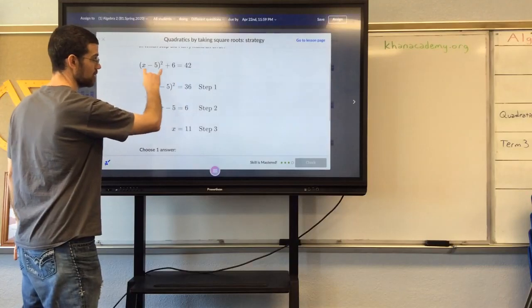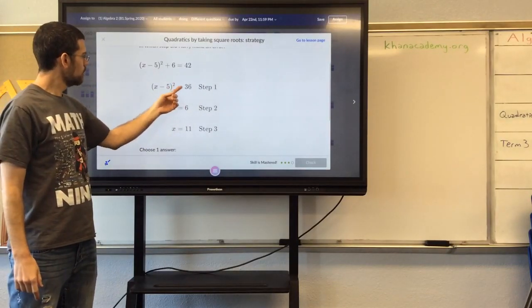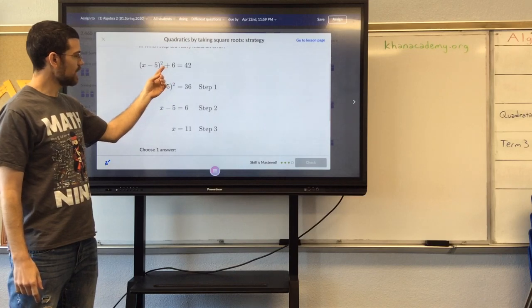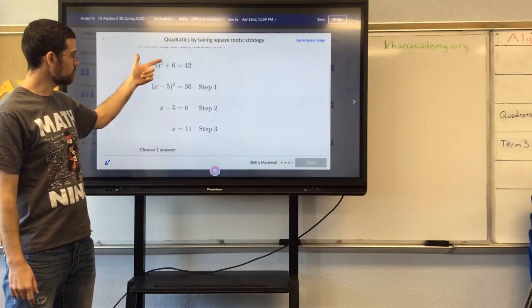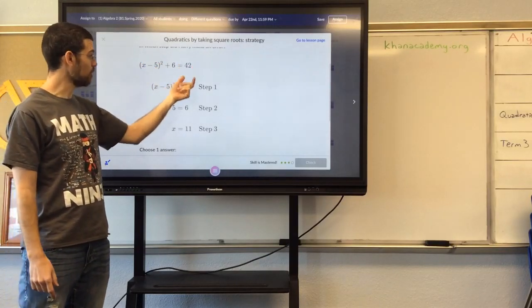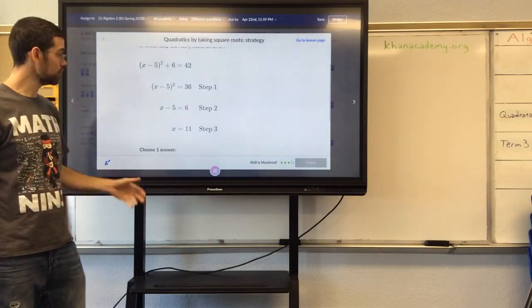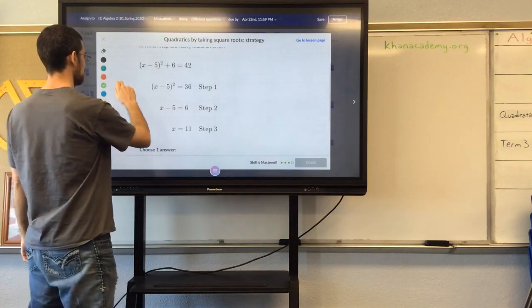We started with this. This is the given equation. Looks like the 6 was taken away from the left side, so that's subtracting 6. So if you subtract 6 from the left, you get this expression. If you subtract 6 from the right, you get 36. That's true. It's good. So this is okay.